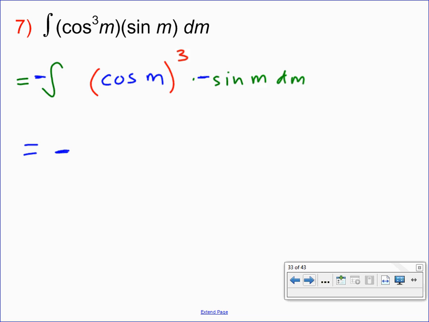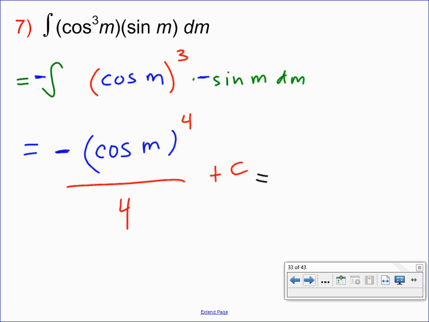There's my negative. Add 1 to the exponent. Add 1 to the exponent. And divide by the new exponent. And we'll probably see that written as negative 1/4 cosine to the 4th of m plus c.